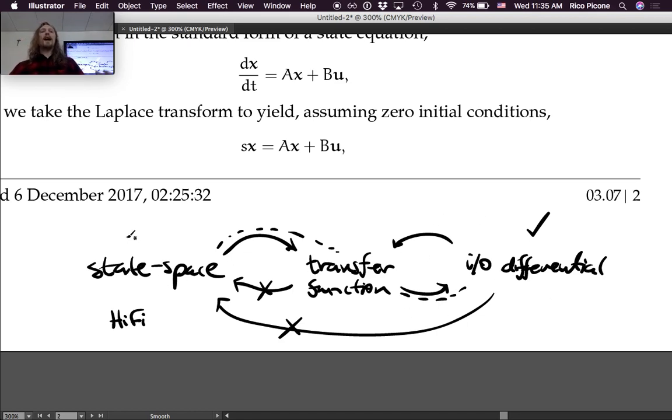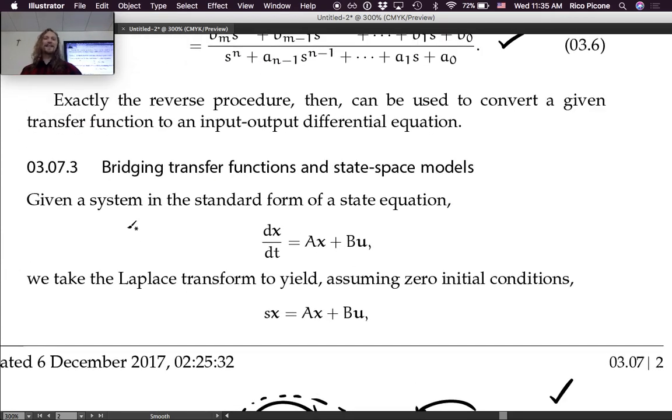So if you go from this high fidelity and you compress it down to a transfer function and an IO differential equation, just like a JPEG from a TIFF, if you're into images, or if you went from FLAC to an MP3, compress it down, you try to go back, you're going to lose some information, right? Some information's gone. It's compressed. It's lossy. I don't know. Are these analogies working for you? Anyways.